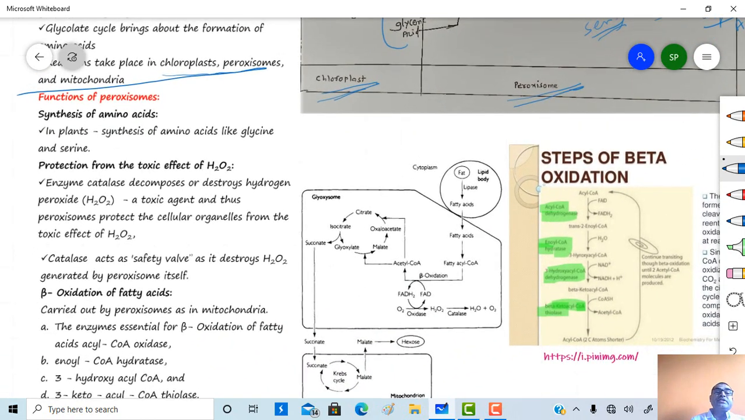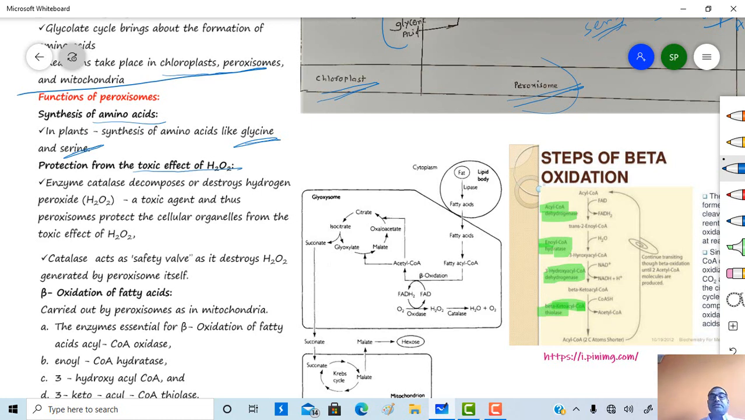First function is the synthesis of amino acids. Synthesis of amino acids like glycine and serine takes place in the peroxisome. The second function is protection from the toxic effect of hydrogen peroxide.